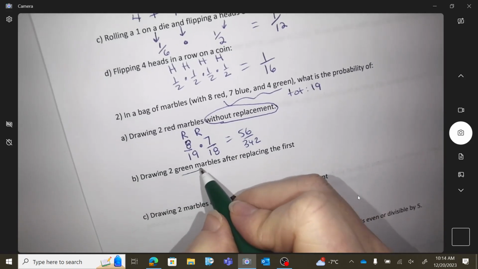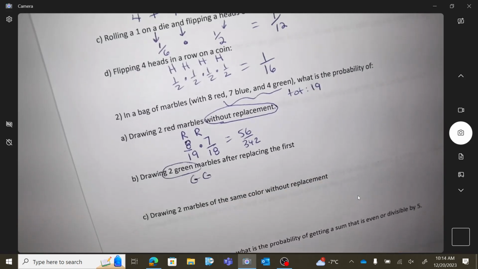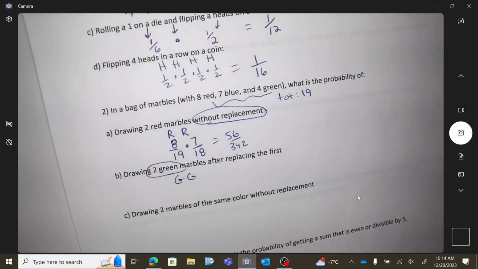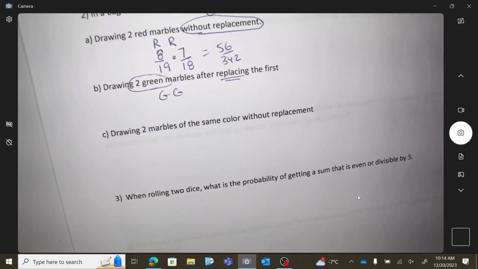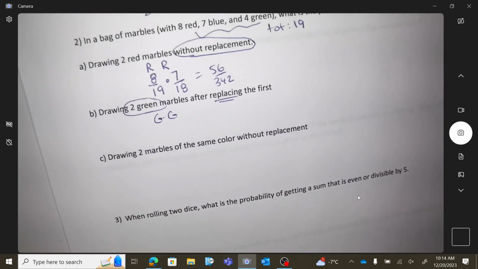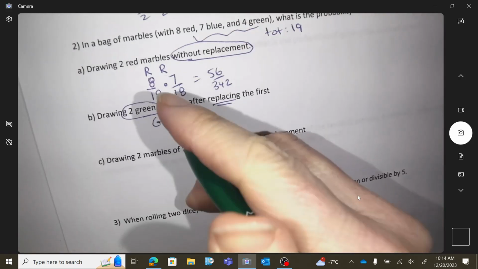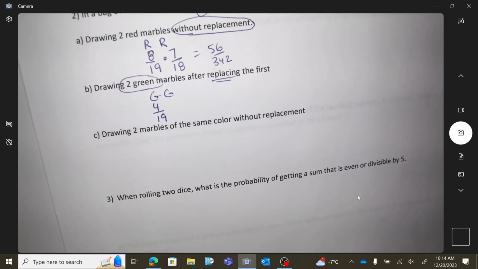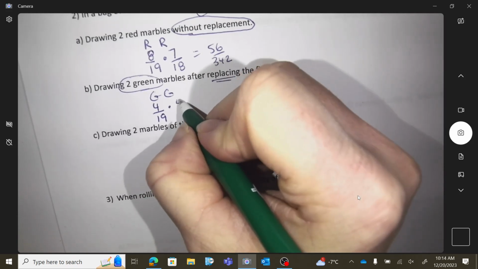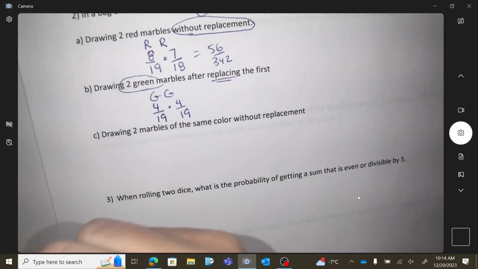So this one says we want to draw 2 greens, so we want to go green, green. But we do replace it. So we had 4 greens in there. So 4 out of 19. That's the first draw. And then I put the marble back. So on the second draw, I would have the same chances, right?